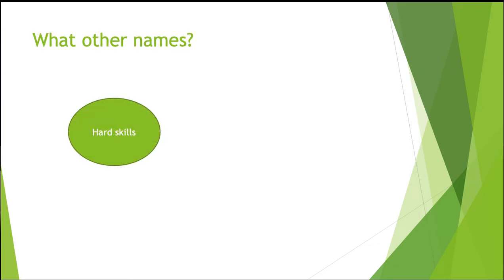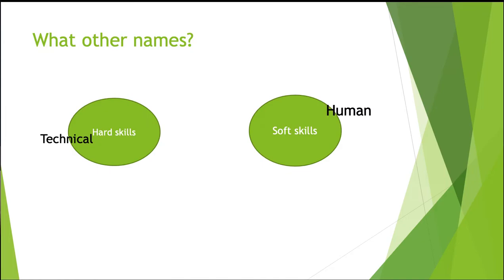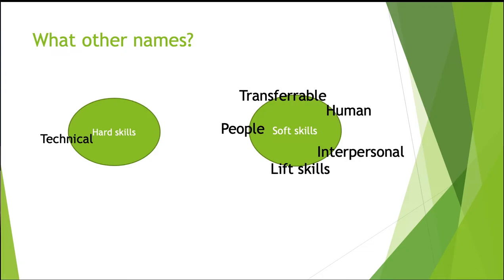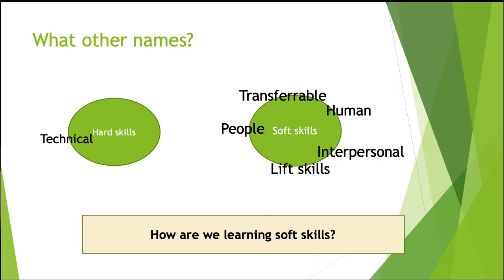So just a quick recap: hard skills and soft skills. Hard skills are also named technical skills. Soft skills are also named human, interpersonal, transferable, people skills, life skills. As you can see, it's basically human, people, interpersonal, all these things that make us human.